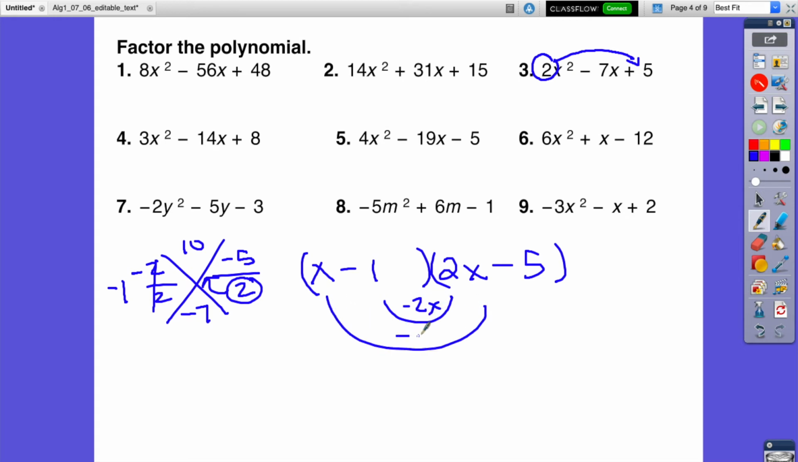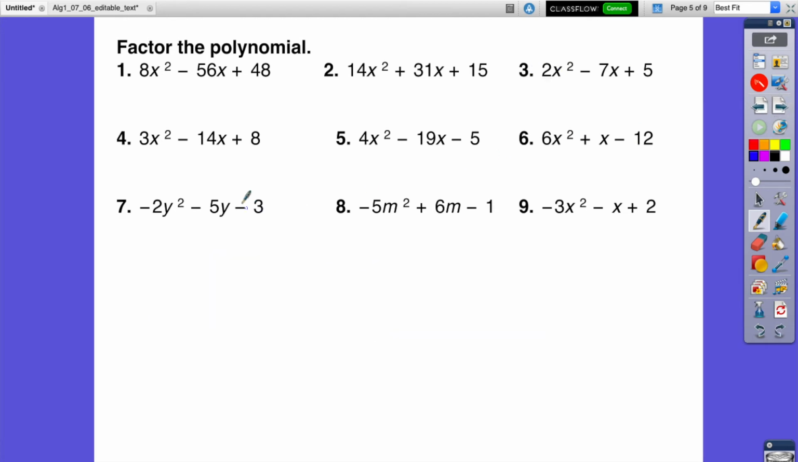X and negative 5 makes negative 5x. Yes, that makes negative 7x. Perfect. Okay, moving on, number 4.